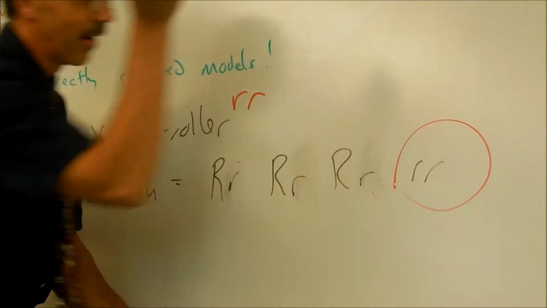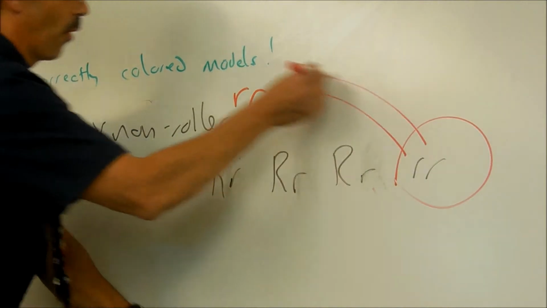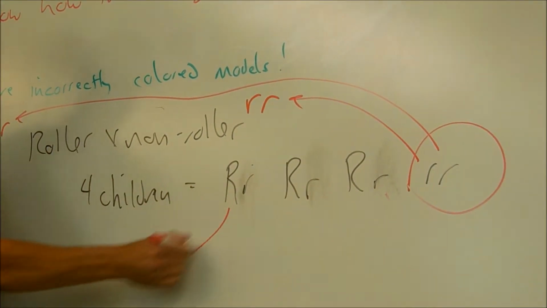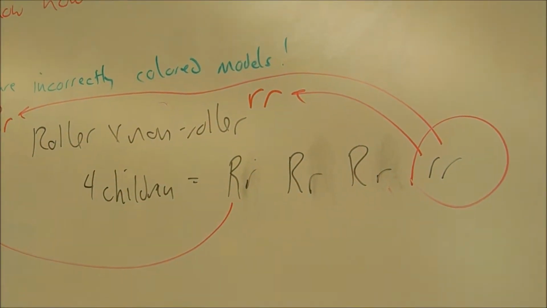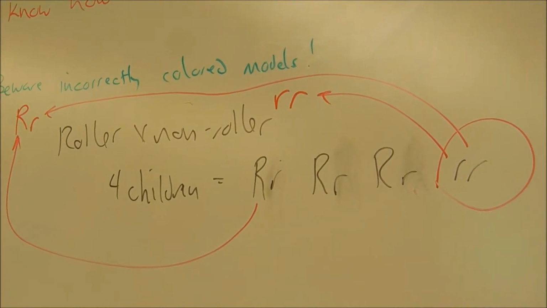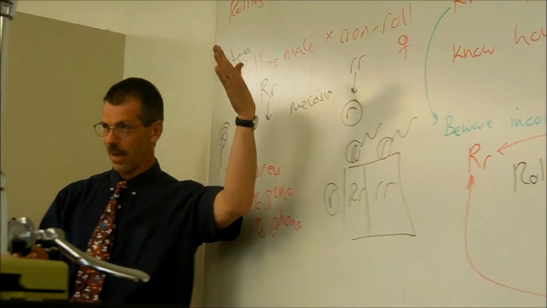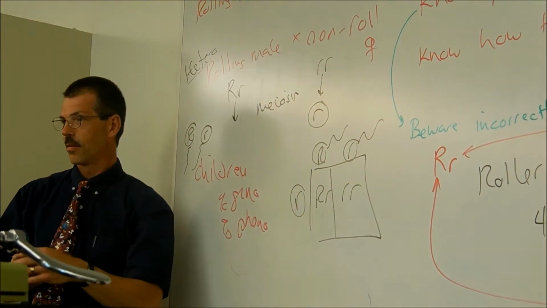Look at this person. That person has to get a little r from both parents. These people have to get a big R from one parent, therefore one is heterozygous and one is homozygous. Same as this. You'd also be able to work backwards. If we told you the kids, could you think your way back to the parents?